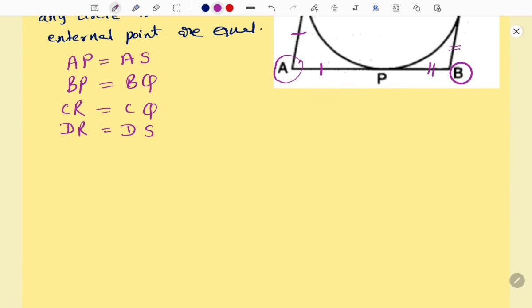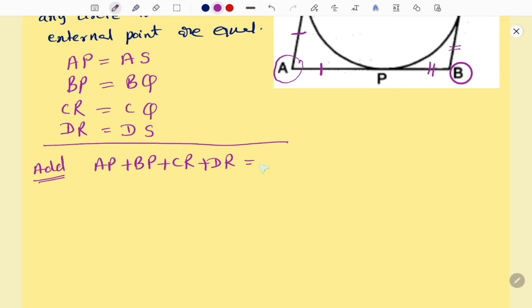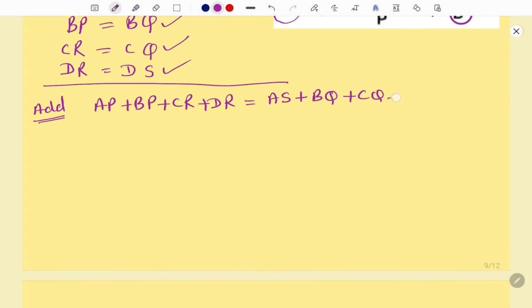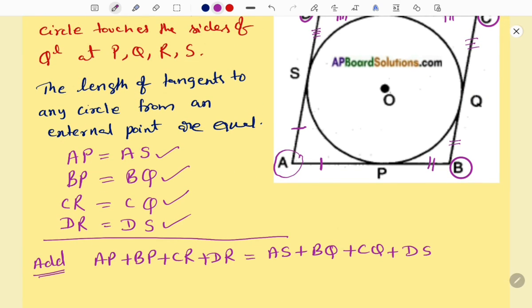Now you can add all these four. What do we get? AP plus BP plus CR plus DR is equal to AS plus BQ plus CQ plus DS. From the figure you can observe it. What is AP plus BP? AP plus BP is nothing but AB. Therefore, AB plus, now CR plus DR.